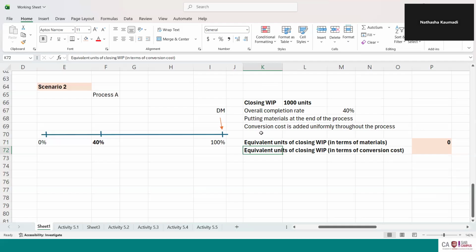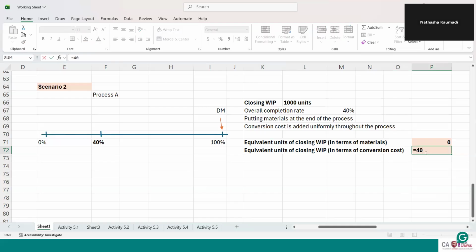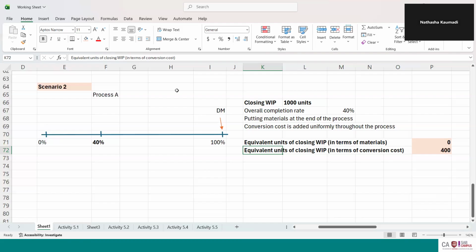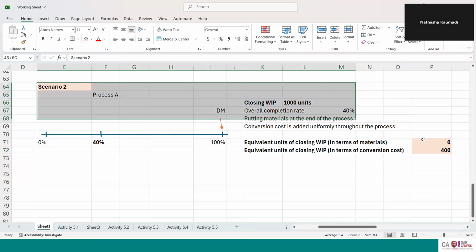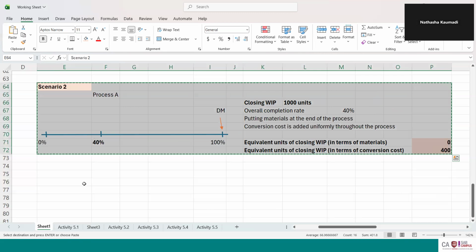Conversion cost is added uniformly throughout the process. So you have reached 40%. That means you have put conversion cost up to 40%. Remember, always the same theory. 40% multiplied by how many physical quantity units are there? 1,000 units. 400 units, equivalent units in terms of conversion cost. Right? I hope that's clear. Right. Let me do another scenario for you.